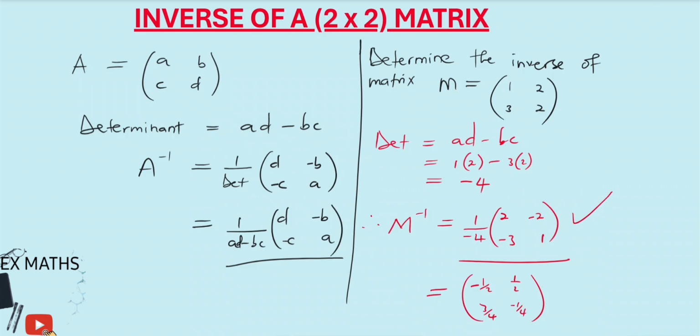But if you end here, it's all okay. So this is how we calculate the inverse of a 2 by 2 matrix.